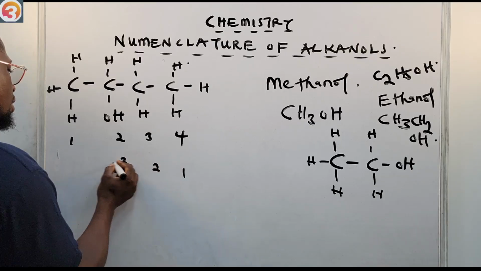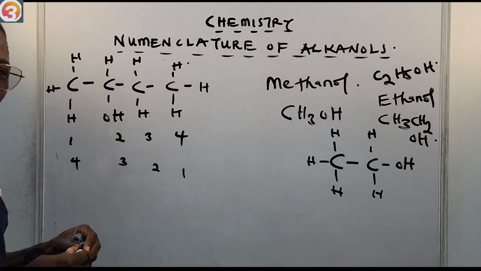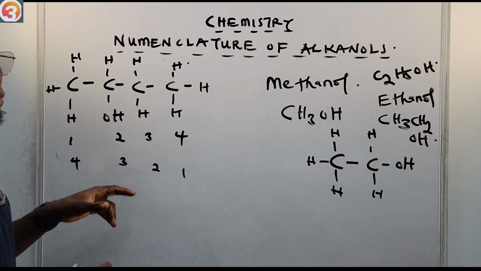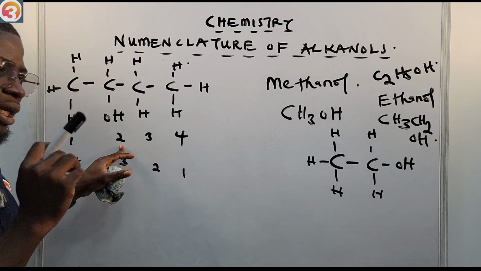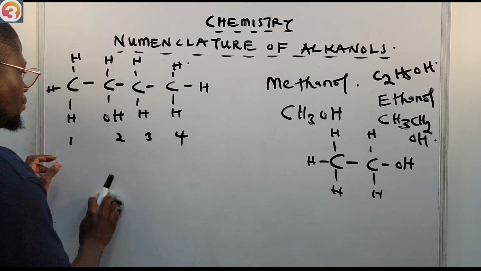There will be 2. There will be 3. There will be 4. That means that the OH functional group, which is what we're actually looking into, will now be on the 3rd carbon. So the shortest route to the functional group is the one we pick. That's why this numbering will not work, but this numbering will work.